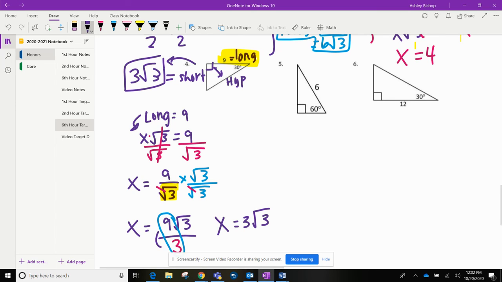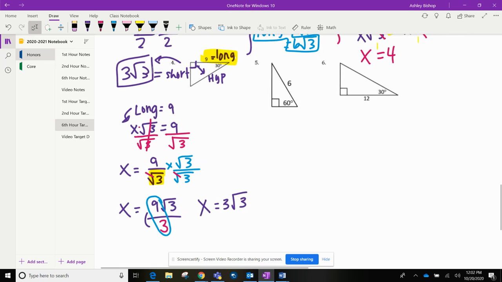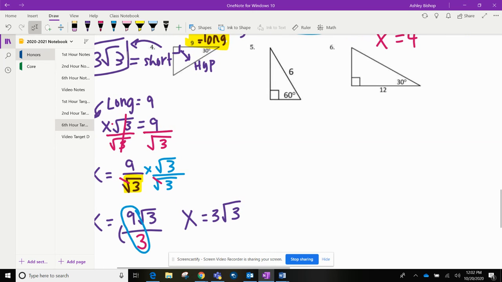And then I need to find my hypotenuse. My hypotenuse is a little different again, so let's pay attention here. To find my hypotenuse, I'm going to set it equal to the rule. The hypotenuse rule is that it's equal to 2x. That's the rule for my hypotenuse. Hypotenuse is equal to 2x. And I'm going to substitute what x is because I found x. x is equal to 3 times the square root of 3.